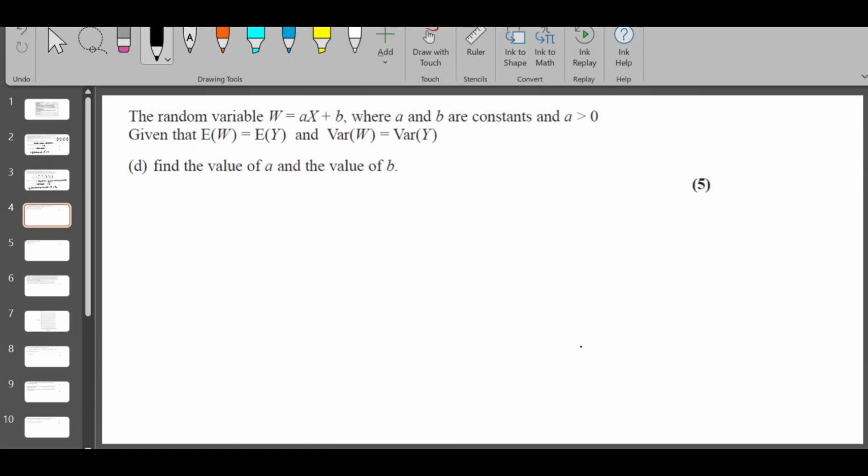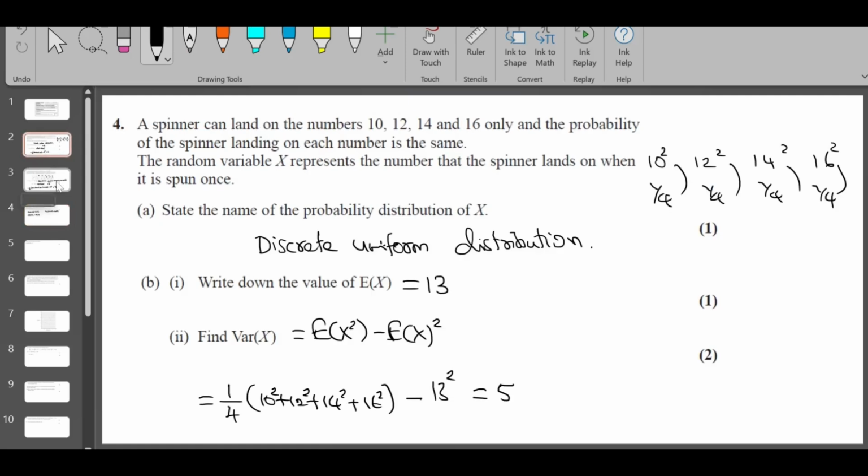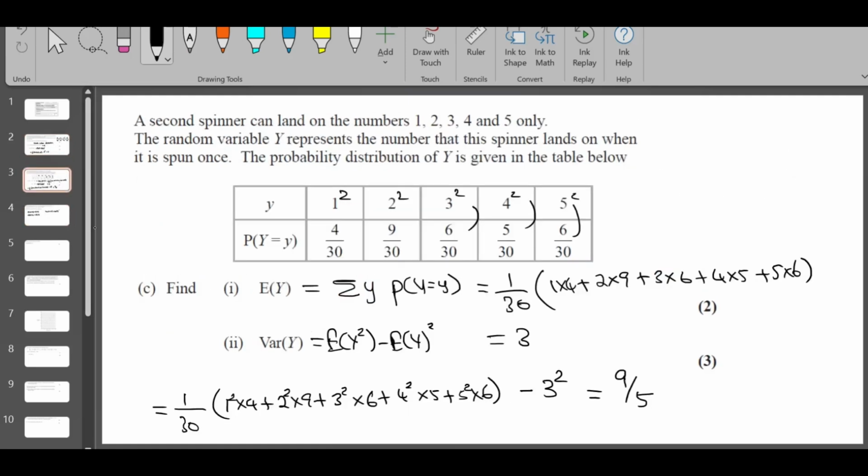Part D now. A random variable W is equal to AX plus B, where A and B are constants and A is positive. Given that E of W, I can replace W by this, is equal to E of Y, and variance of W, I can replace W by this. We know the formula for E of AX plus B is A E of X plus B, which equals E of Y. Let's use the values of E of X and E of Y. E of X is 13, E of Y is 3 here.